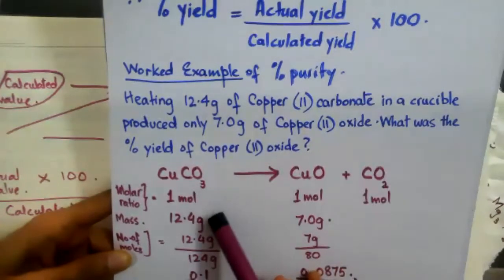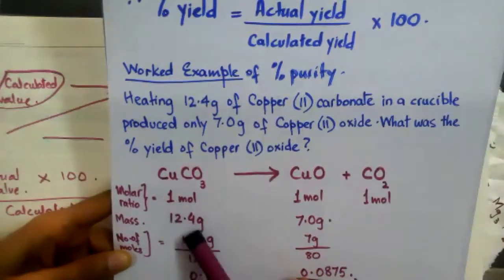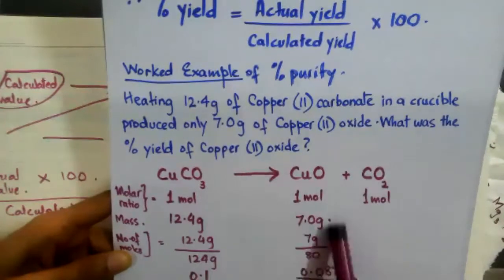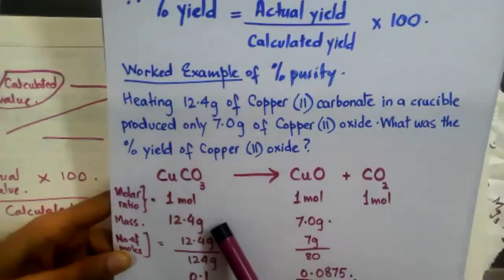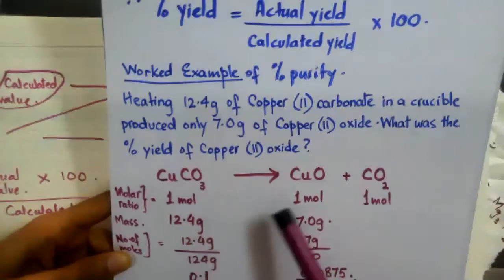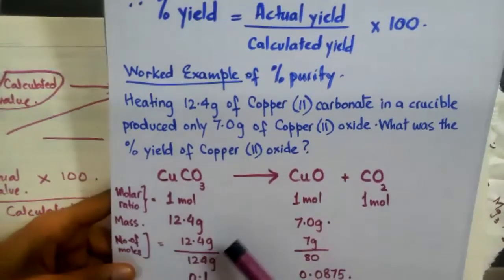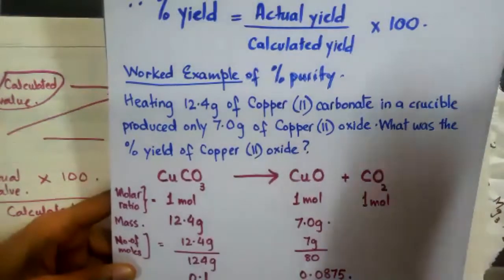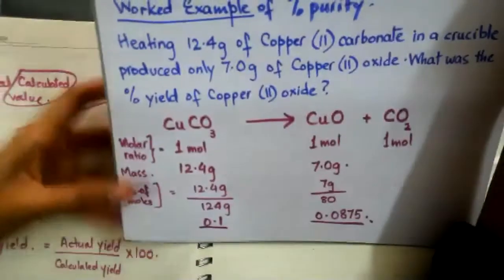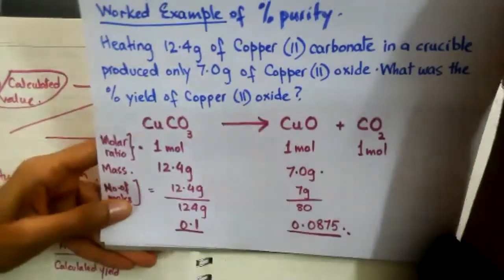Now let's see what the actual moles are. This was the ideal. Now what is the actual? Using the masses given in the question and the formula for the number of moles, we divided the mass by the molar mass, and the molar mass of copper carbonate is 124.